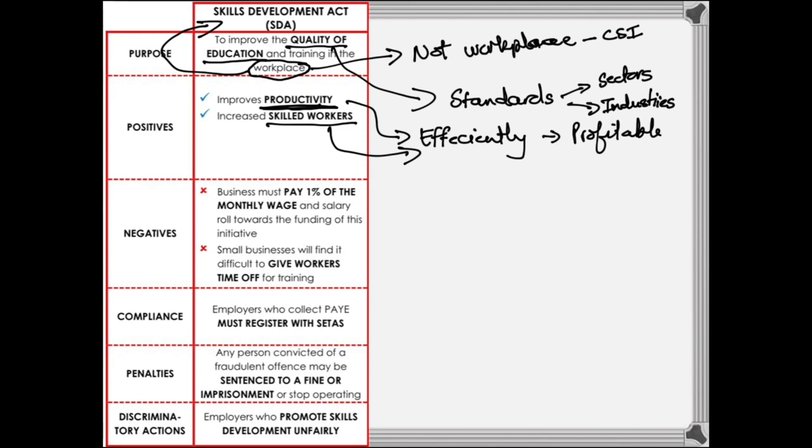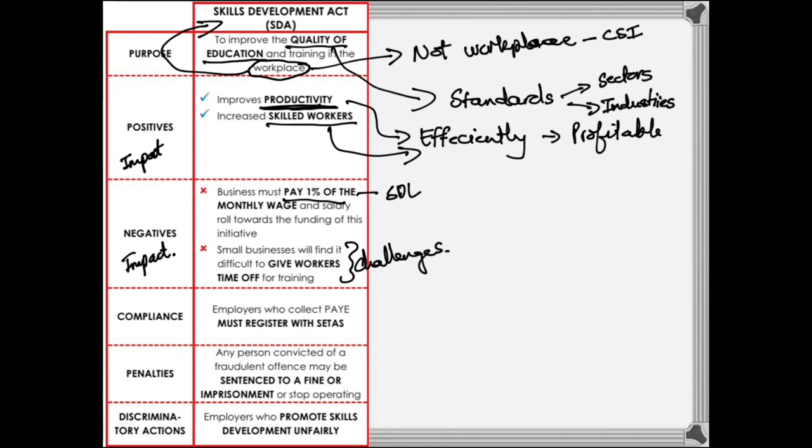So the negatives or the negative impact, remember your positives would be impact as well as your negatives. They talk about impact, advantages or disadvantages. So the business must pay the 1%, that would be your skills development levy, and small businesses will find it difficult to give workers time off for training. Remember, this is specifically aimed at large businesses. What we are looking at for impact is focused on large businesses. If you have a small business and there's only two people working in front of the business, then it's difficult to give all of them off. If you take Checkers, for instance, which is a large business, there's a lot of tills, there's a lot of people operating the tills. They can do the skills development. They can do the training and take people away from the tills specifically. So it is a challenge for small businesses to actually give people off and do the specific training.